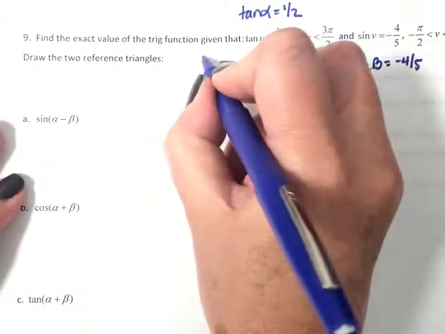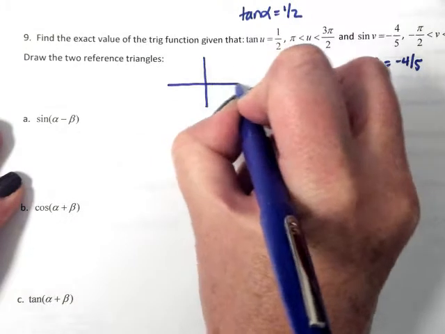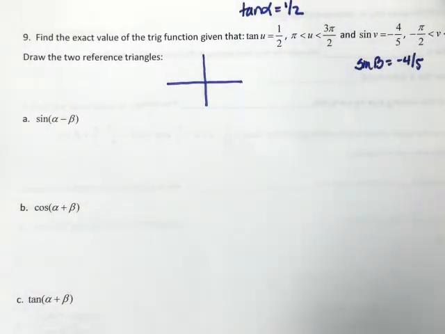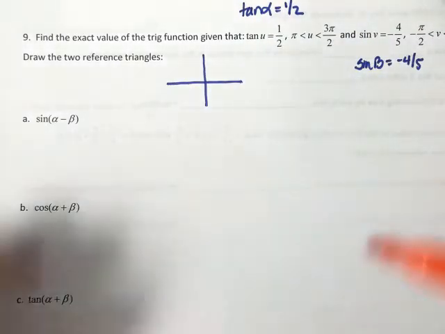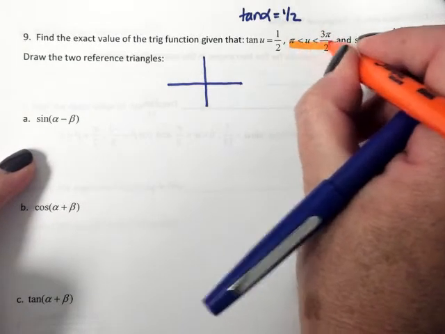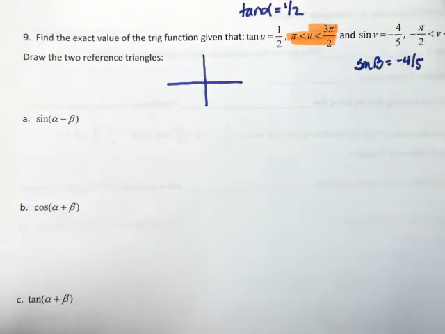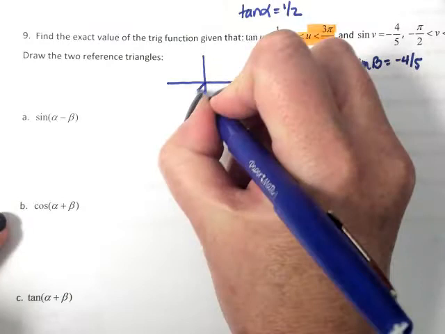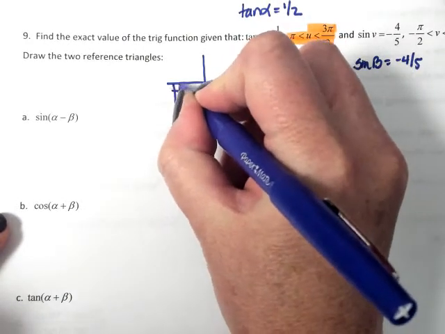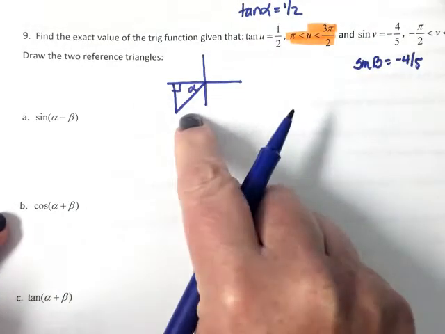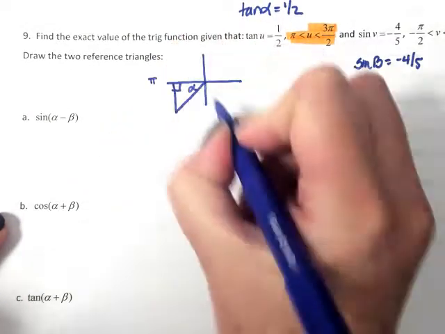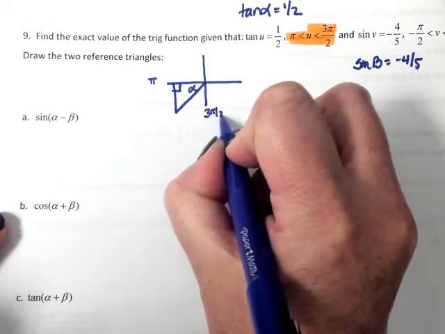So again, to figure out where angle alpha is going to fall, you need to look at the conditions that they're giving you. Notice they're telling us that angle alpha is between pi and 3 pi over 2. So I know then that this reference triangle for alpha is going to have to be drawn down here in quadrant 2, because it has to be located between pi and 3 pi over 2.